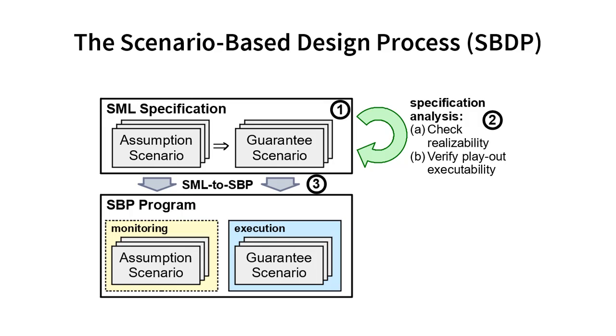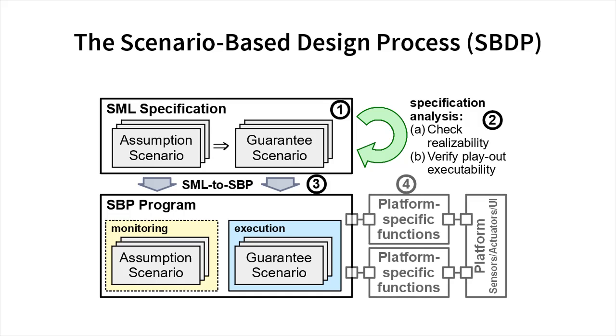If all checks are successful, the SML to SBP compiler then generates scenario-based programming code. This code is for a specific Java framework that we developed, where scenarios can be coded as special threads. They interact by blocking and triggering one another. Last, code must be added to bridge problem-specific events in the specification to platform-specific events.